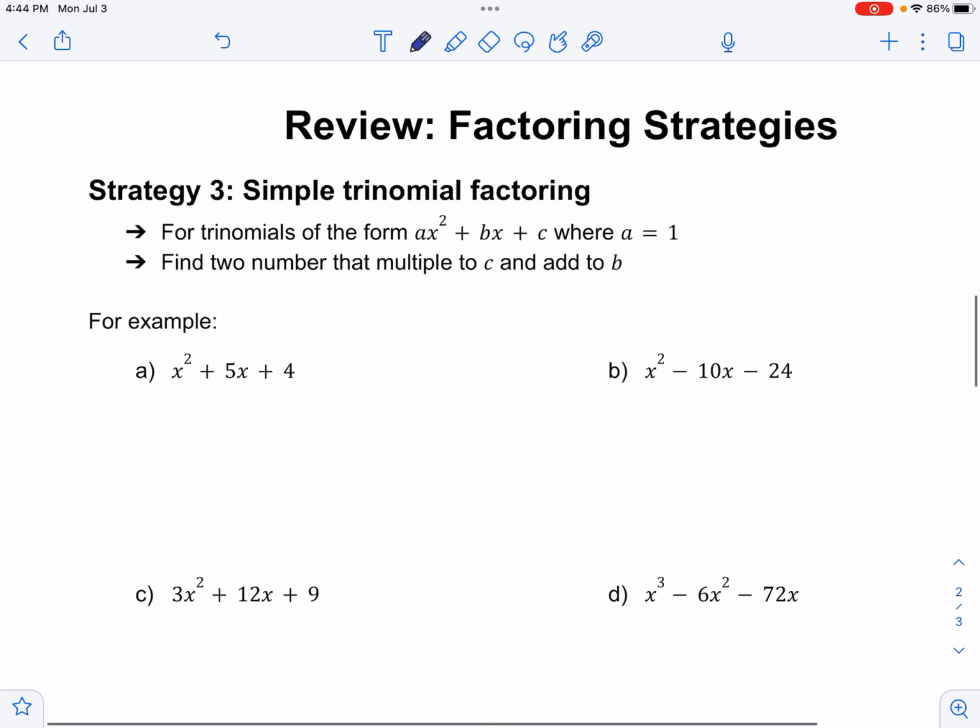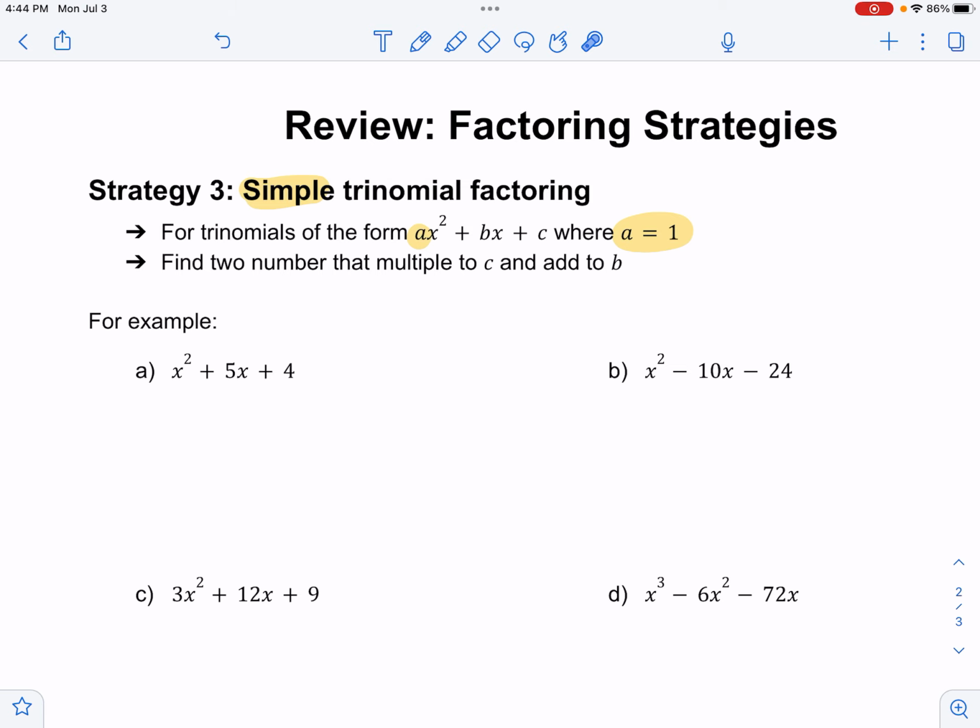Our next two strategies involve trinomials, and this is what you should have conquered in grade 10. Essentially, simple trinomials, when we use the word simple, we're referring to trinomials where there is no coefficient in front of the x squared, okay? Usually there's a coefficient of a, that's where we see the complex trinomials. But our a, in this case, is just equal to 1, so it just shows up as an x squared. And you can see that in our first two examples here, where they're just straight up x squareds.